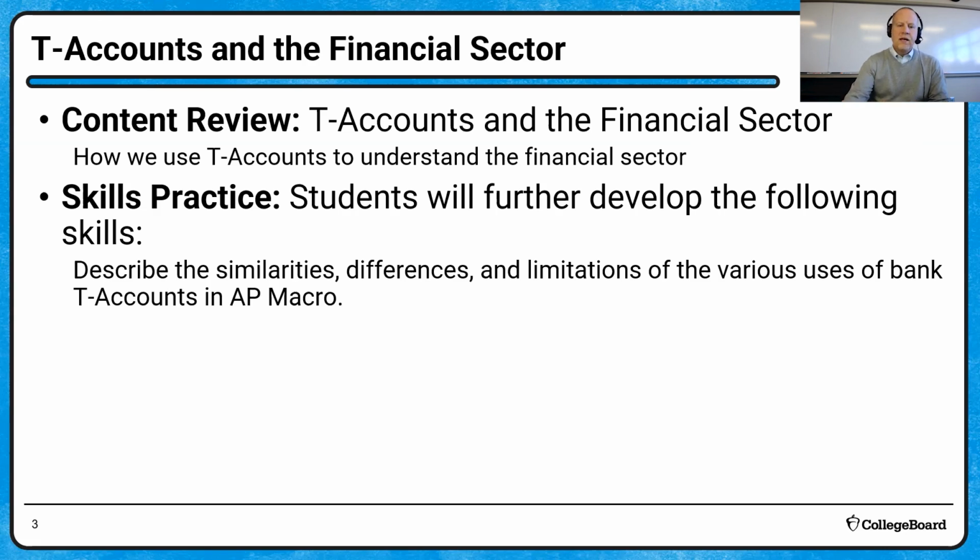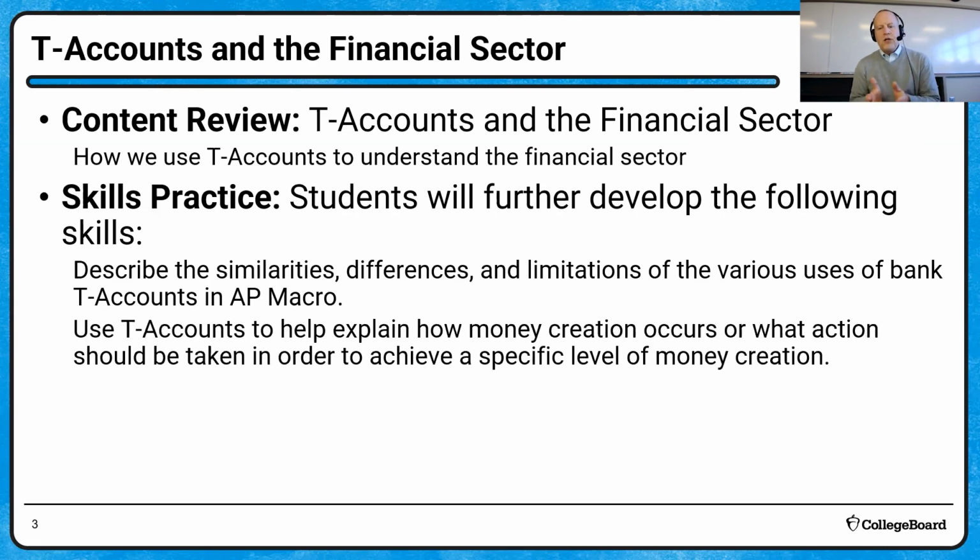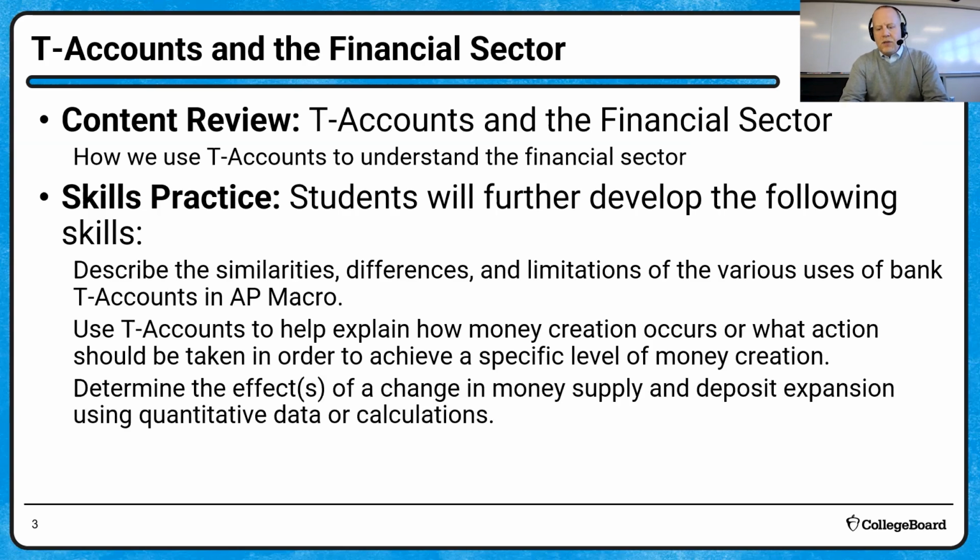the AP Macro class. We're going to explain money creation, as I've already said a number of times, both forwards and backwards, looking at how a particular action can create a certain amount of money, and looking backwards, what would be required to create a certain level of money creation. We're going to determine the effects of deposit expansion and money supply, and be able to take a set of data and make predictions and work through calculations based upon that.